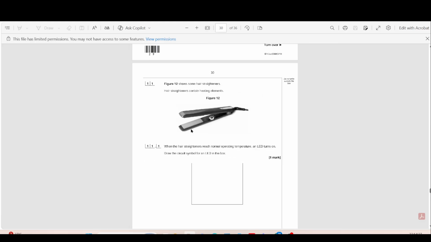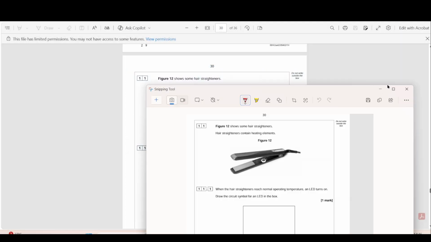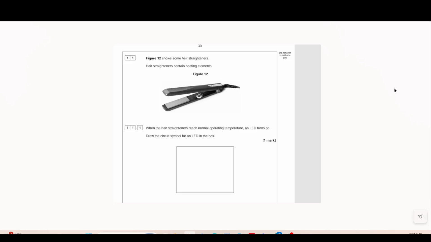Figure 12 shows some hair straighteners. Hair straighteners contain heating elements. When the hair straighteners reach normal operating temperature, an LED turns on. Draw the circuit symbol for an LED in the box. LED, light emitting diode. Yeah, so the symbol is like this, and there is a circle, and then there are arrows like this. This is the symbol for LEDs.